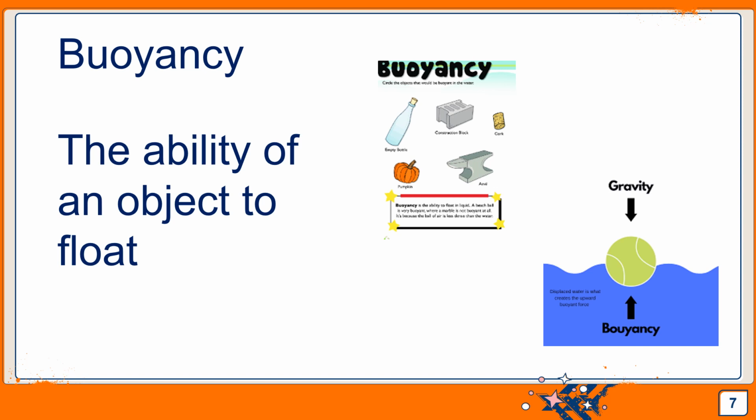Buoyancy. What is buoyancy? The ability of an object to float. If gravity goes down, then buoyancy comes up. That's what we need to know.